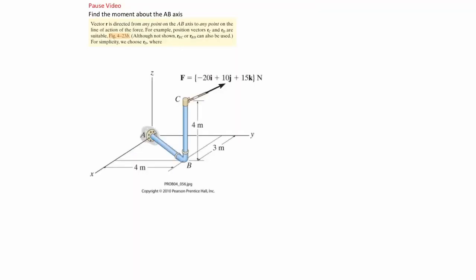We get the same answer, which of course is always handy, and it doesn't really matter where you put the r vectors as long as you draw an appropriate one. So what I'd like you to do now is pause the video for a few minutes while you work on this one. Again, what we're looking for is the rotation about the AB axis. The force is given for you, so you don't have to do much work there. Find an appropriate r vector, and then do the dot and cross product together.